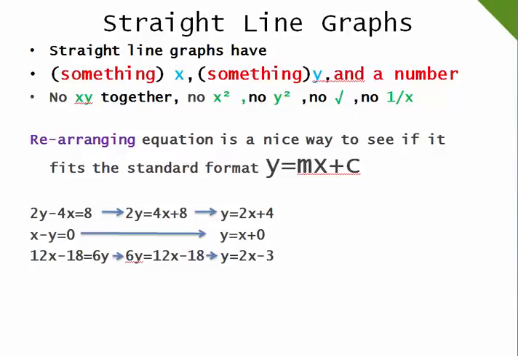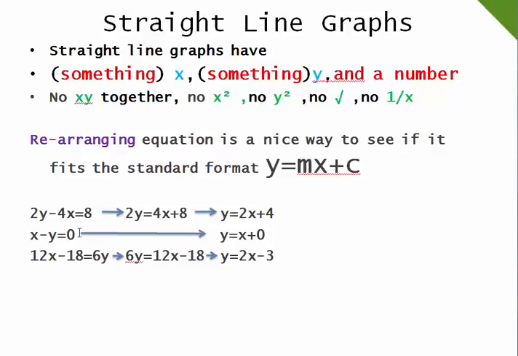Rearranging the equation is a nice way to find out if it fits the standard form of y equals mx plus c. So here we have 2y minus 4x equals 8. We keep the y on the left hand side, move the 4x across, so that becomes plus 4x. So we get y equals 2x plus 4 when we rearrange that by dividing by 2.